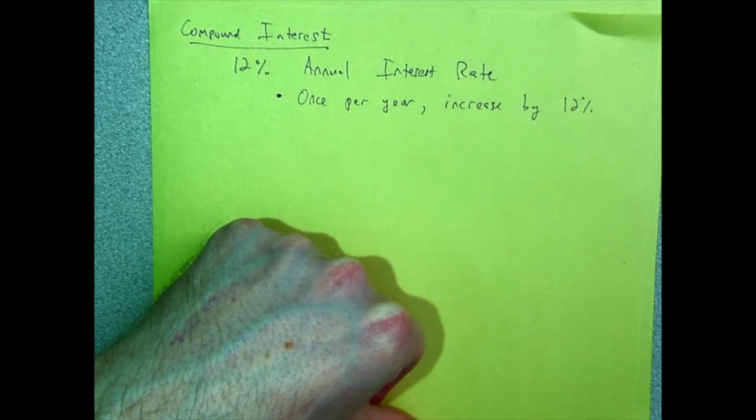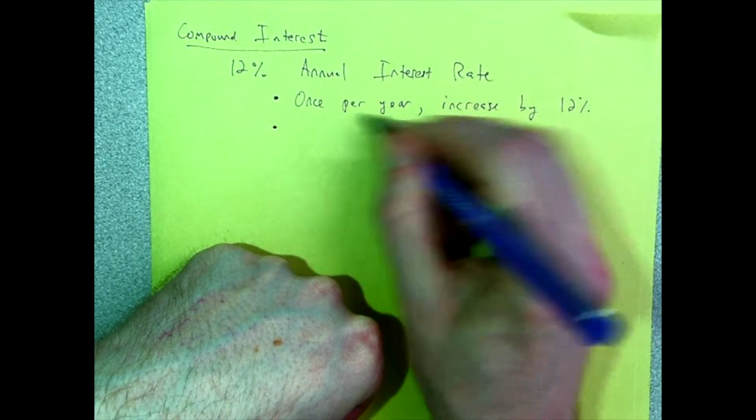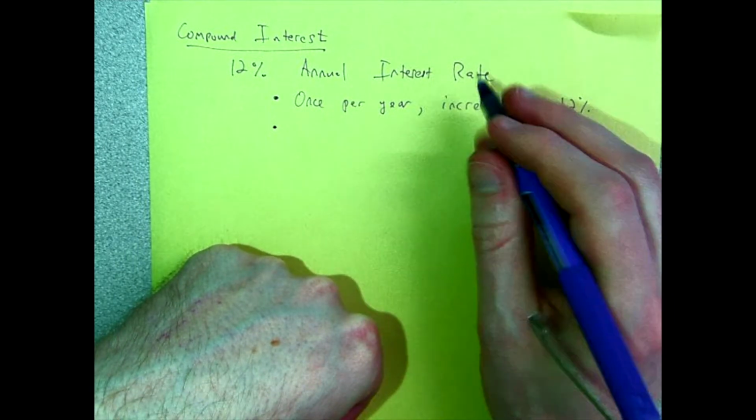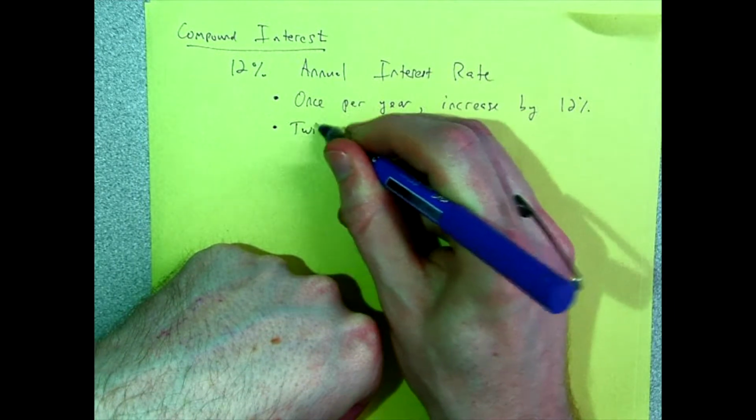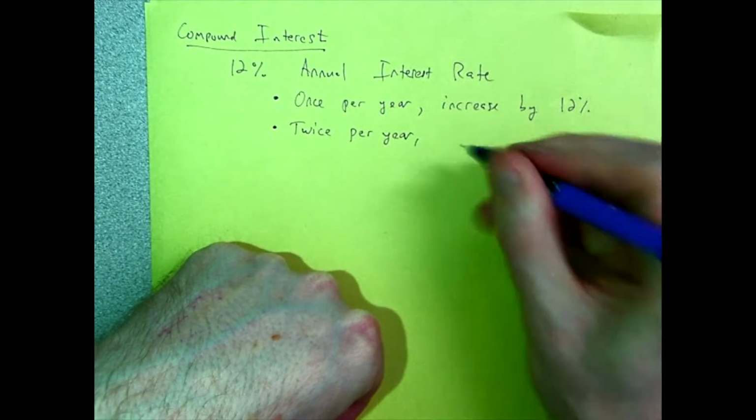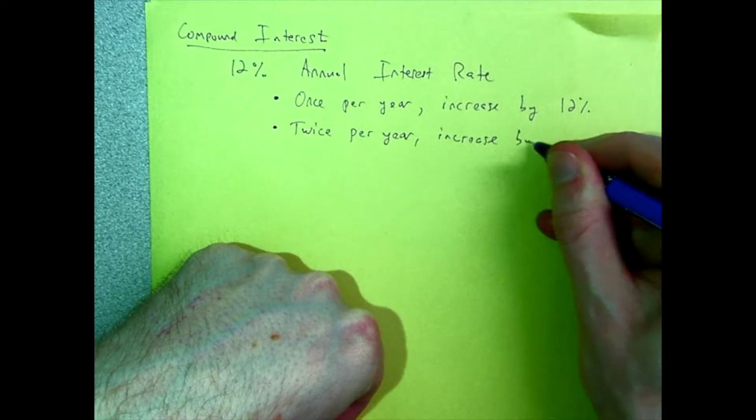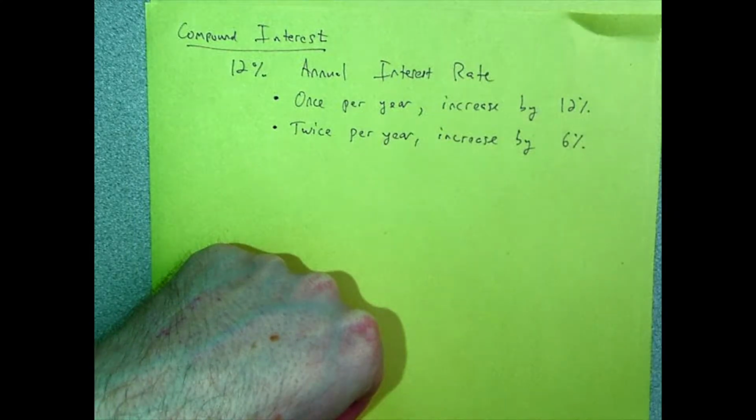So here's another way you could do it. Instead of doing once per year, increase by 12%, what you could do instead is twice per year, so like every 6 months or something, you increase the amount in the account by 6%. In a certain sense, that's still 12% per year, but it's just kind of done differently.